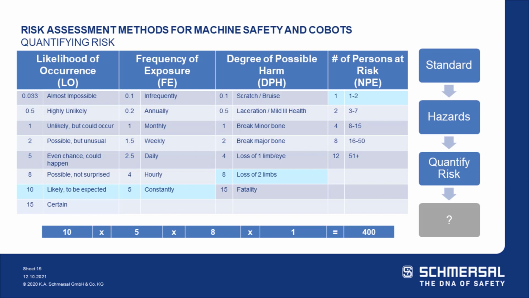And this column starts a lot of debates or discussions with people in the room. It's important to have an odd number of people because sometimes you have to take a vote, and you don't want a tie. So for me, if I was doing this, I would have labeled that as likely to be expected. Some may have said certain. Some may have said possible but not surprised, right? So it changes the number. That's a 10. Frequency of exposure.